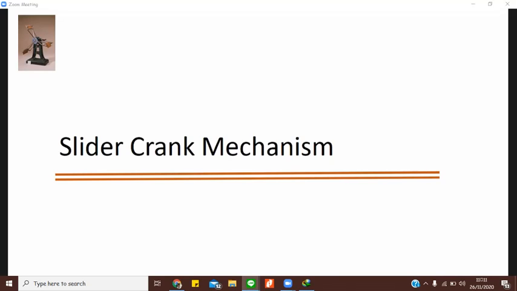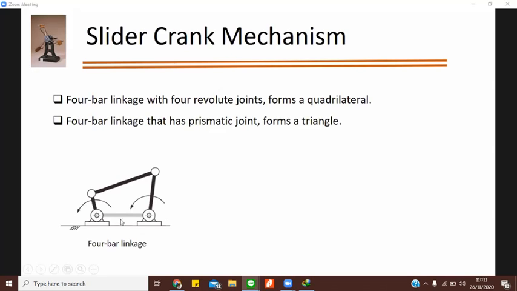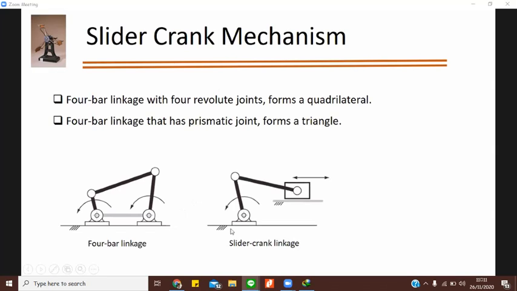So what I mean is, you will have 4-bar linkages with 4 revolute joints. It's the same. It will form a quadrilateral. It's also the same as before. But 4-bar linkages that have prismatic joints, it forms a triangle actually. So other links will become something like this. So this was your 4-bar linkages. Okay. So you had 4 revolute joints and it was forming a quadrilateral. But in this, one link you will replace by this sliding link.